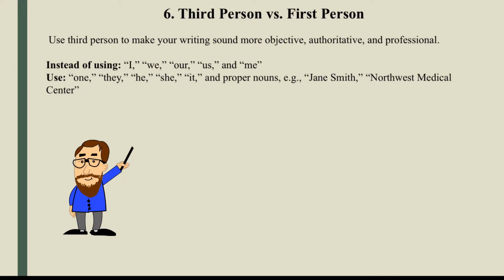Most of your assignments in health science will be written in third person narration, which means you'll be using they, them, he, she, it, one, or proper nouns like Jane Smith instead of I, we, our, us, and me. There might be some exceptions with reflection papers, but always default to the third person when you're writing, because third person gives your writing more authority and it distances your voice so that you seem more objective and less biased.